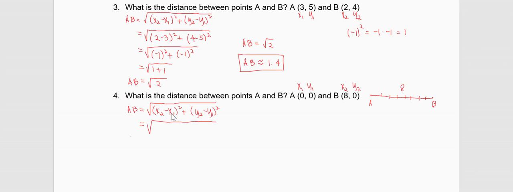X sub 2 minus x sub 1 becomes 8 minus 0. Y sub 2 minus y sub 1 becomes 0 minus 0. Simplify the operations inside the parentheses. 8 minus 0 is 8. 0 minus 0 is 0.